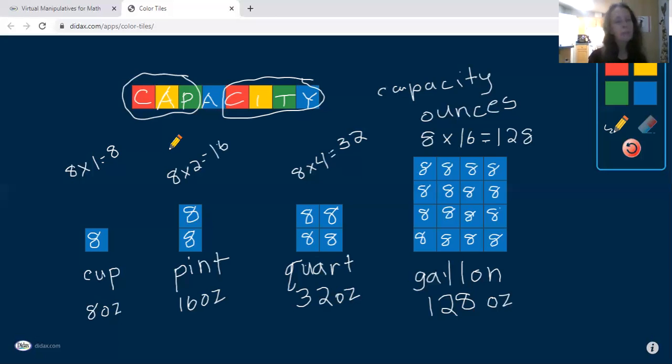So there is no paper for today. I just want you to take another look at it. This is capacity, and you've also seen some addition, and you've seen some multiplication on this.